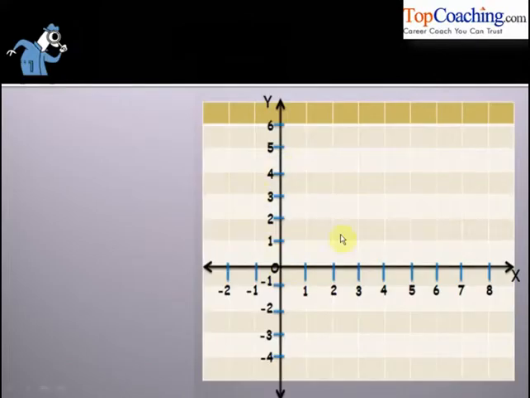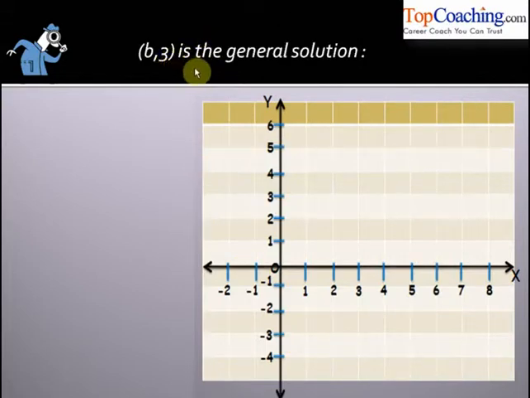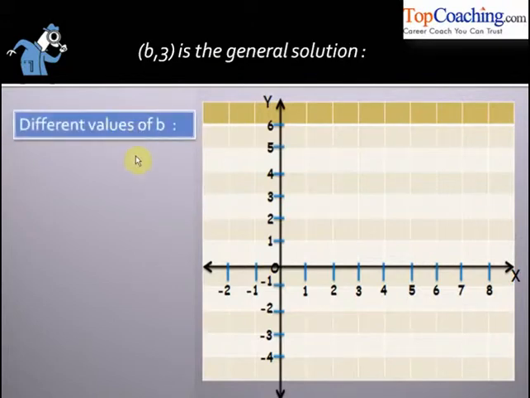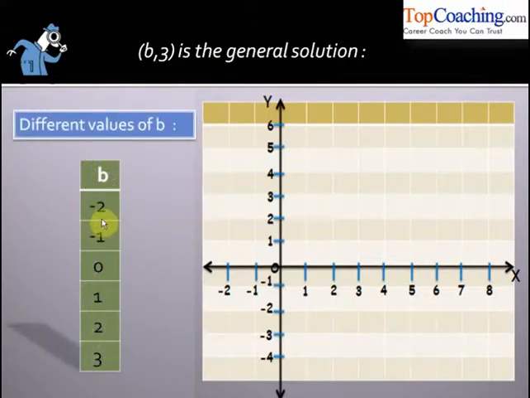So again we have the coordinate plane with this as the x-axis and this as the y-axis. Now b comma 3 is the general solution we have seen. For y minus 3 equal to 0, b comma 3 is the general solution, and let us take different values of b such that b is equal to minus 2, b is equal to minus 1, b is equal to 0, b is equal to 1, b is equal to 2, and b is equal to 3. So depending on the different values of b, let's plot these points on the coordinate plane.